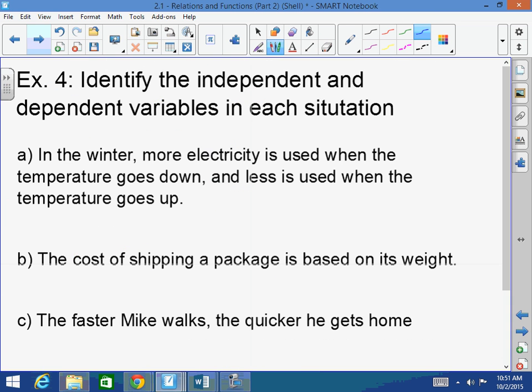Okay. Identify the independent and dependent variable in each situation. In the winter, more electricity is used when the temperature goes down, and less is used when the temperature goes up. Which would be my independent variable here, and which would be my dependent variable here? Think about what affects what.